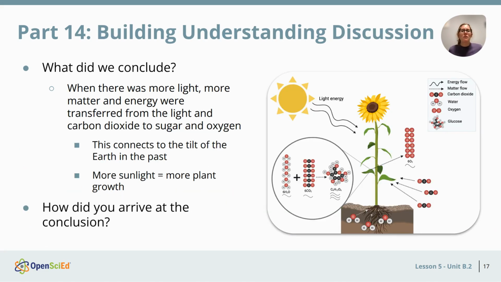Part 14, we're going to have our building understanding discussion after the investigation. So what are we concluding from this? When there is more light, more matter and energy were transferred from the light and carbon dioxide to sugar and oxygen. More direct sunlight, more light energy, more CO2 was leaving the water and going into the plant. And this connects really well to what we learned previously about the tilt of the earth in the past versus present and how many plants are there right now. And really it comes down to more sunlight, more plant growth.